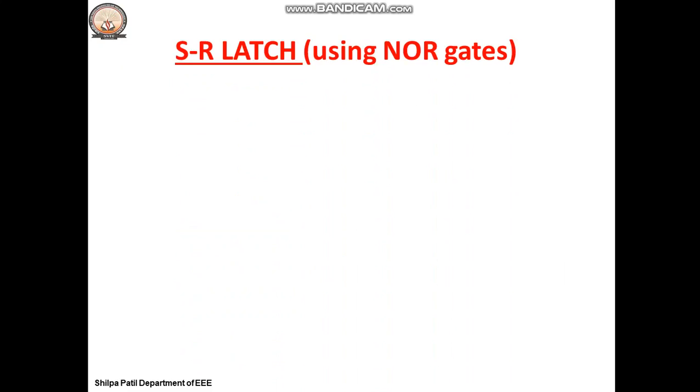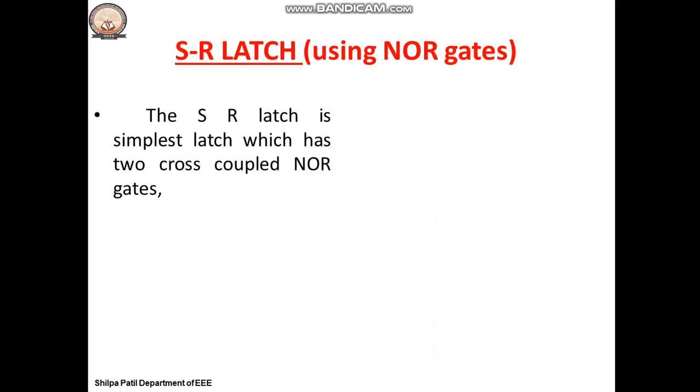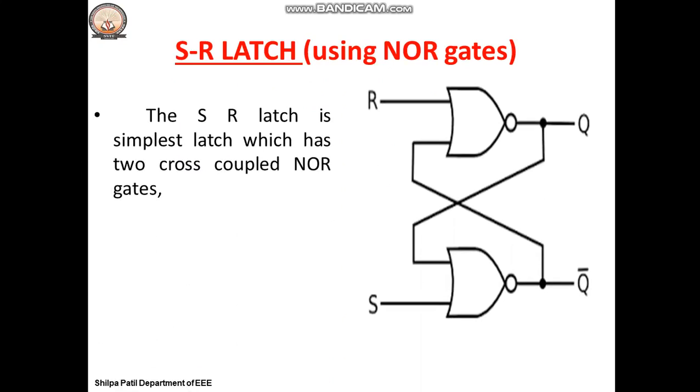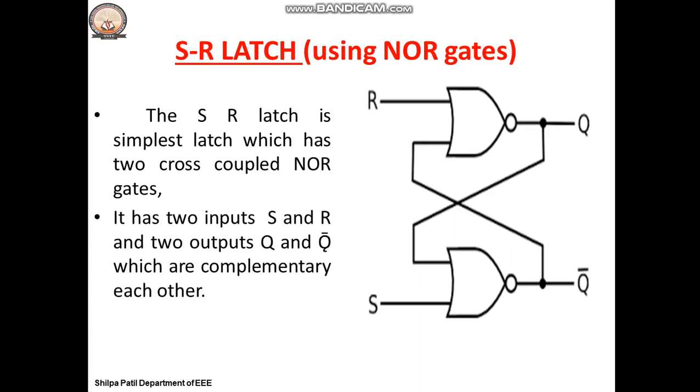Okay. So first we will design an SR latch using two cross coupled NOR gates. This is how the circuit is designed for an SR latch using NOR gates. So two NOR gates are cross coupled. It has two inputs S and R and two outputs Q and Q bar, which are complementary to each other. So it is the same as your basic bistable element. Here we have designed it using the NOR gates. Now we will analyze this latch for the different inputs of S and R.